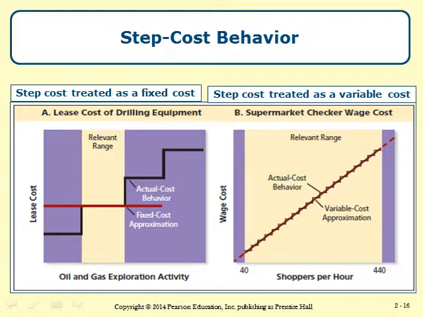Because the range of the number of shoppers in this decision spans a large number of equal-sized steps, this step cost behaves much like a variable cost, and for this decision, we can assume step cost is variable with little loss of accuracy. Many costs cannot accurately be described as simply fixed or variable. Several factors make the behavior of these costs more complex.